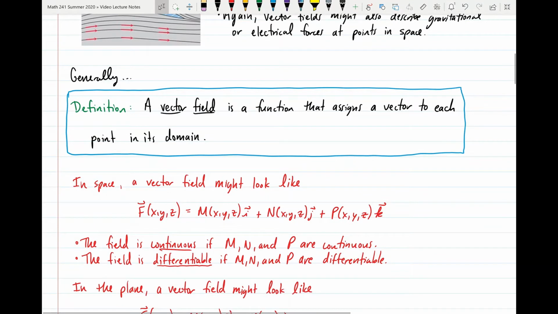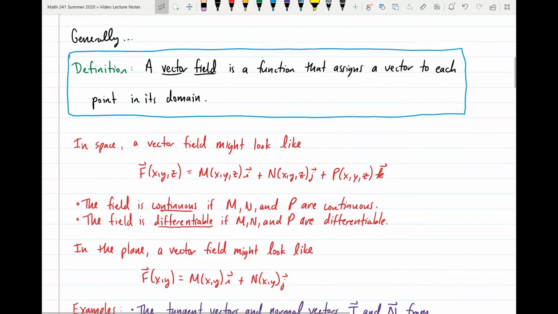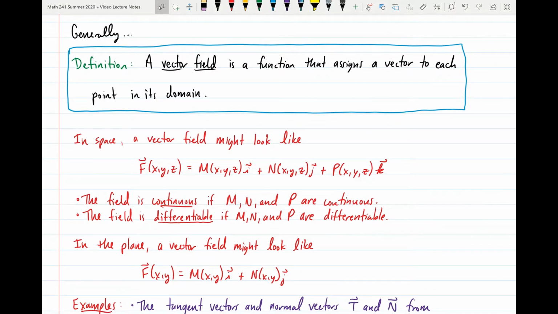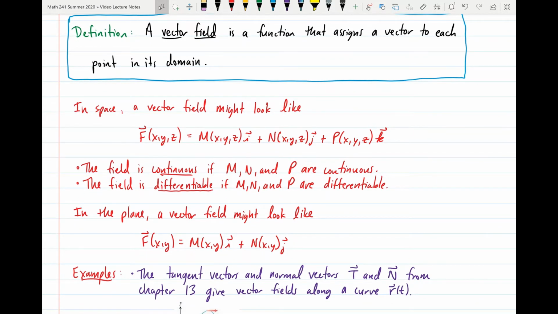But more generally, if we want just the mathematical definition of what a vector field is, a vector field is a vector-valued function that assigns a vector to each point in its domain. Remember that when we talked about vector-valued functions in Chapter 13, we talked about functions where you plug in one real parameter and the function outputs a vector. For vector fields, we're talking about functions where we input points, either in the plane or in space, and then our function outputs a vector. So this is actually a completely different kind of function. We haven't talked about it before.